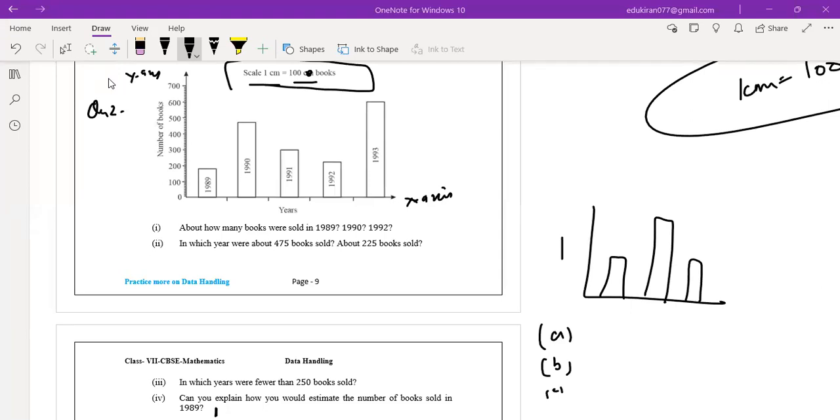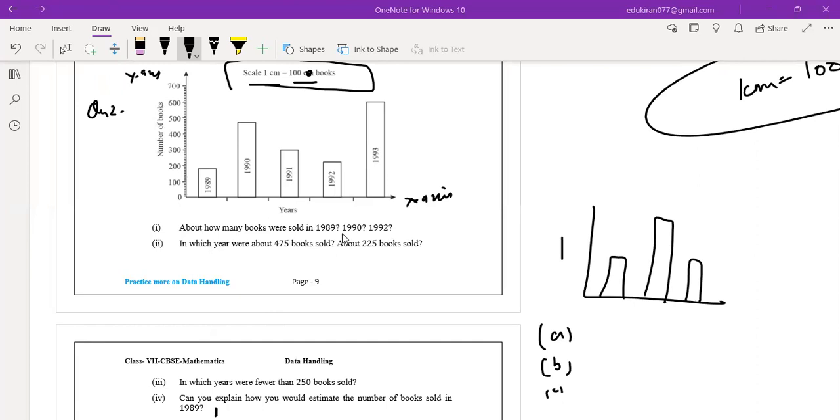Ma'am, finish. Okay, we'll just wait for Tashin. Ma'am, I can't understand the last question. Okay, so I'll do it. Don't worry. It's basically the explanation.